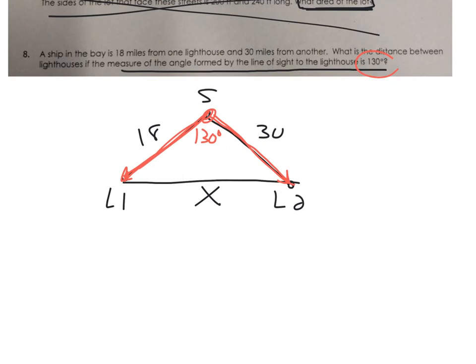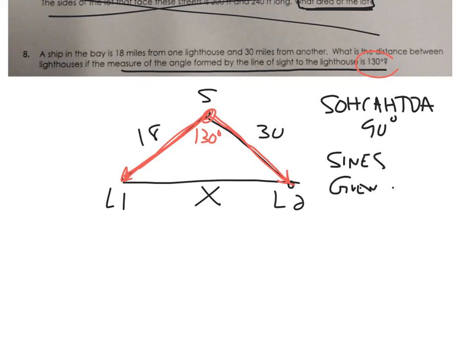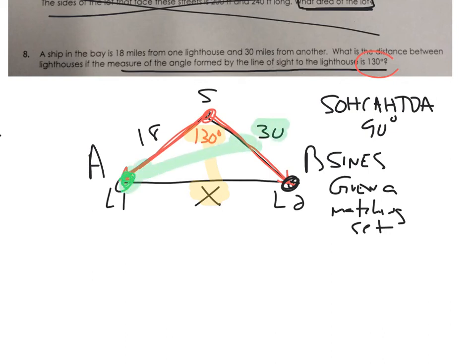And here as we go through our checklist, SOHCAHTOA, do we have a 90-degree angle? And the answer is no, we have a 130-degree angle. Are we going to be using the law of sines? Are we given a matching set of side angles? Here, I don't believe that's the case. I have angle S, but I don't have side S. Here I have the two lighthouses, and maybe I'll call this point A, call this point B. Here I have side A, but not angle A. Here I have, this is point B, side B, but not angle B. So here I'm not given a matching set, so I'm not using the law of sines.